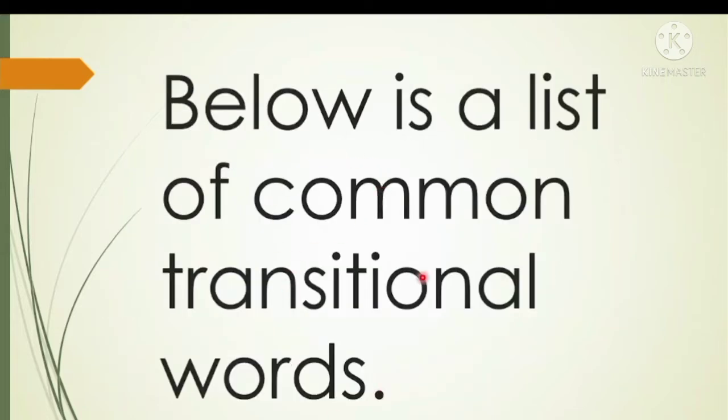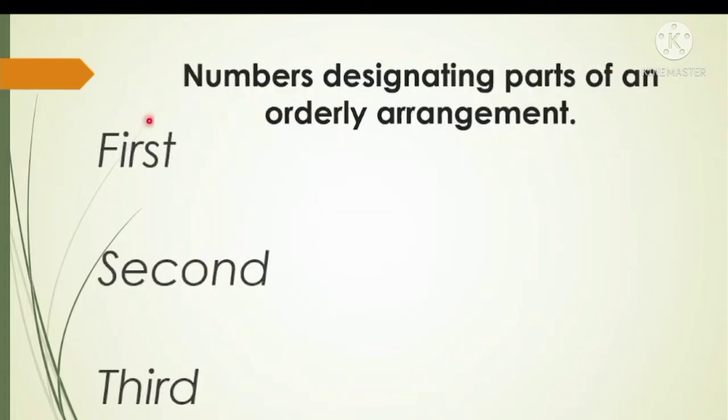Let us have the common transitional words. First one are numbers designating parts of an orderly arrangement. First, second, and third are arranged or organized in a logical or regular way. When you are writing about a past event, you need to use time order. You begin with the first thing that happened, then tell the second thing that happened, and then the third thing that happened, or the last one.